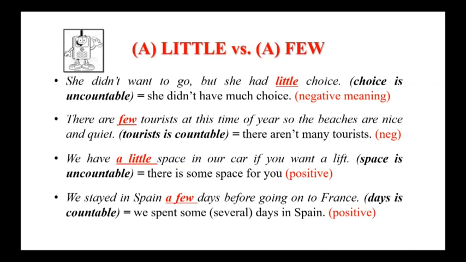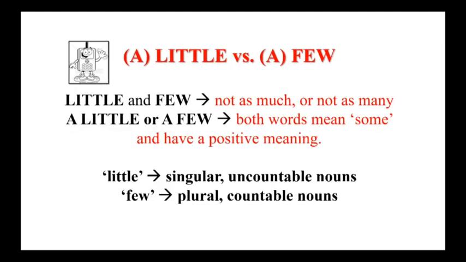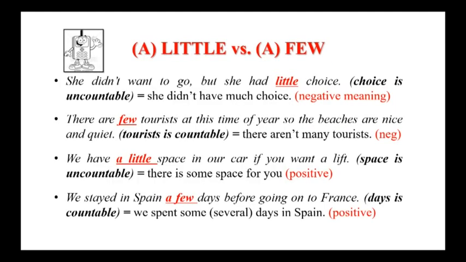She didn't want to go, but she had little choice. Dakle, za little smo rekli šta? Za little smo rekli singular, uncountable. Jednina, nebrojivo. Aha, choice. Jednina, jeste. Jel brojivo? Nije. So, choice is uncountable. Šta znači ova rečenica? She didn't want to go, but she had little choice. She didn't have much choice.